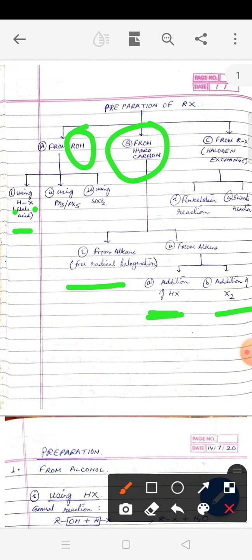The other is addition of halogen. When we add halogen, this is also done. We have done this reaction earlier, and this will be giving you vicinal dihalide. Now, if you have listened to the audios and the videos carefully earlier, you know what are vicinal dihalides. All right. So these are the two methods.